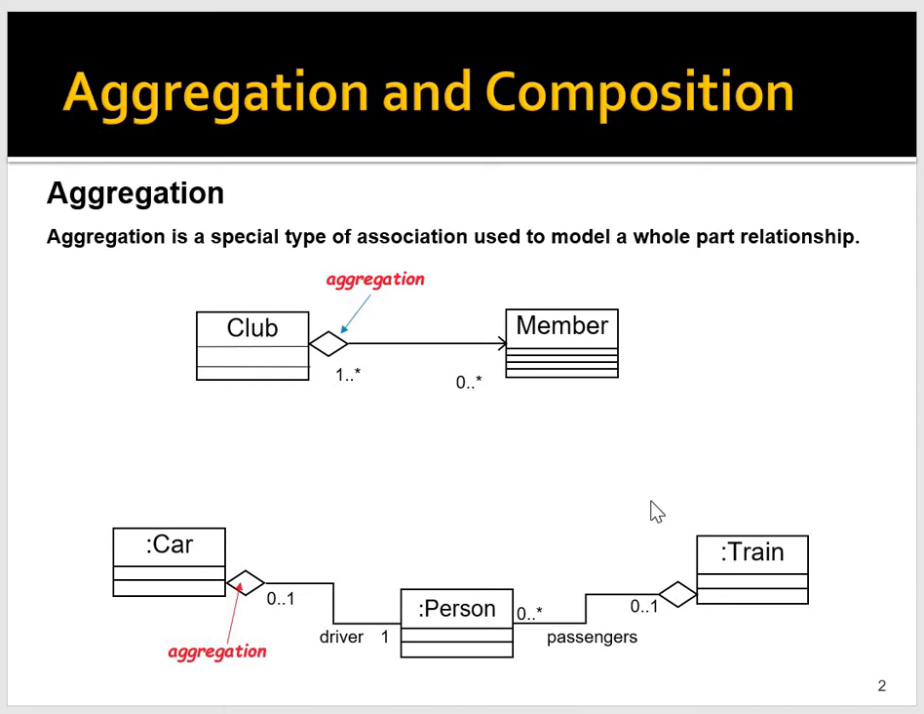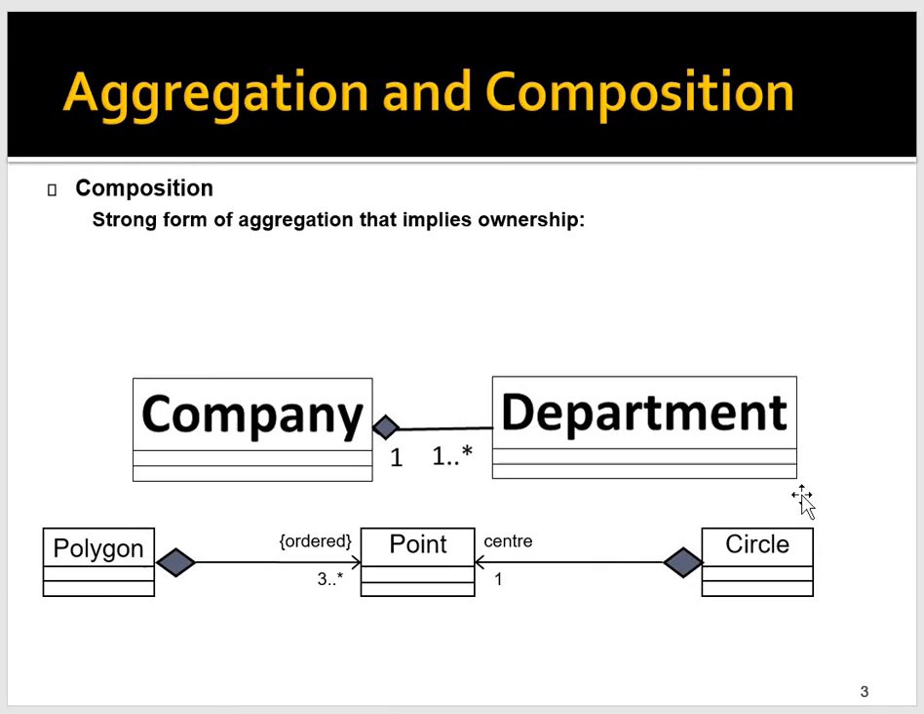Similarly, in the second example, a person is connected to the car. So a driver will be only one. He is connected to 0 cars to 1 car. So this is an example given. And the aggregation symbol is a diamond which is not filled.